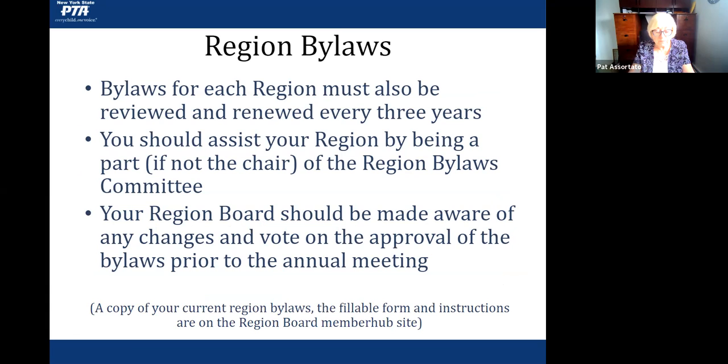Your region board should be made aware of any changes and vote on the approval of the bylaws prior to the annual meeting. Be sure to have the region vote early enough to allow for proper notice to members prior to the annual meeting. And a copy of your current region bylaws, the fillable form, and instructions are on the Region Board Member Hub site.